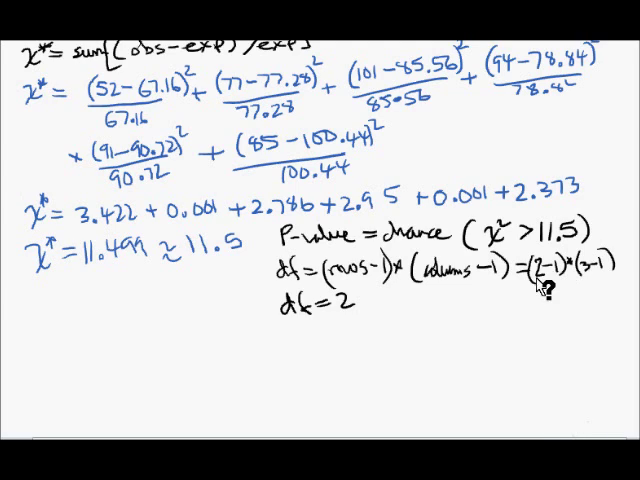So they weren't free anymore. They weren't free to roam around. They were fixed numbers. I just didn't know what they were yet. That's what degrees of freedom is kind of telling us.